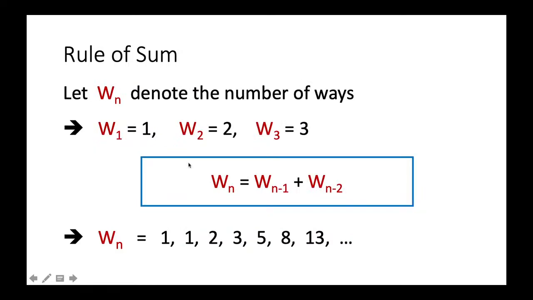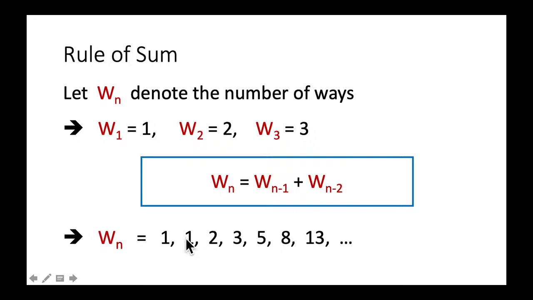Now, in general, if we use W of n to denote the number of ways to move up n steps, then these are the numbers that we have computed already. W1 is 1, W2 is 2, W3 is 3. And Wn in general will be the number of ways to go up n minus 1 steps plus the number of ways to go up n minus 2 steps. This is actually the rule of thumb. To go up n steps, let's consider what is the first choice. If the first choice is 1 step, then there are going to be W(n minus 1) ways. And if the first choice is 2 steps, there are going to be W(n minus 2) ways.